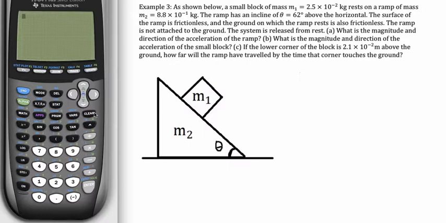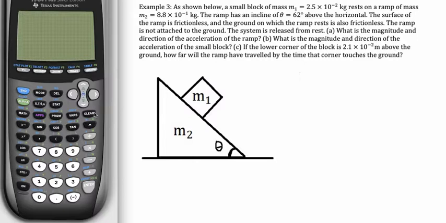So as shown, we have a small block of 2.5 times 10 to the negative 2 kilograms, or 25 grams, which rests on a ramp of mass 0.88, or 880 grams. And the ramp has an incline of 62 degrees. That's the incline that's shown here, above the horizontal. The surface of the ramp is frictionless, so this problem does not involve any friction. And the ground is also frictionless. As I said, no friction. The ramp is not attached to the ground. It's free to move. So the system is released from rest.